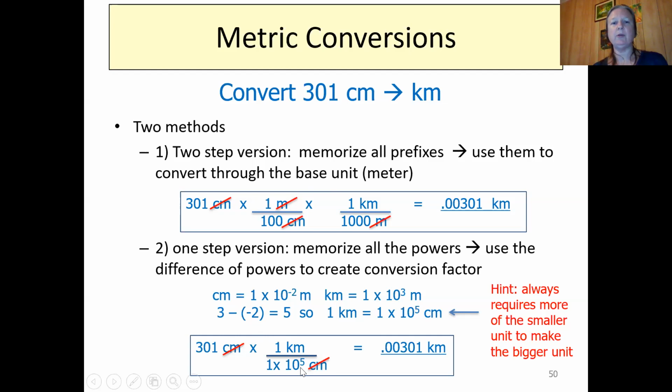So centimeters is two decimal places on one side, on this side of the decimal. Kilometers is 3 on the other side. And so you go, okay, that's 5 decimal places, and there's your conversion. So whatever works for you is what you want to use.